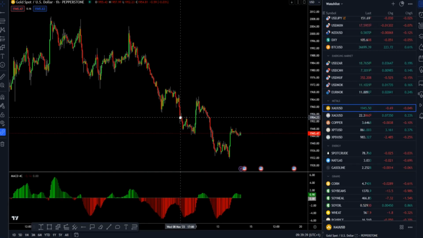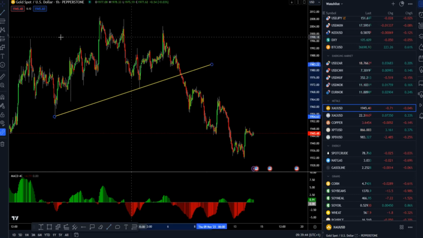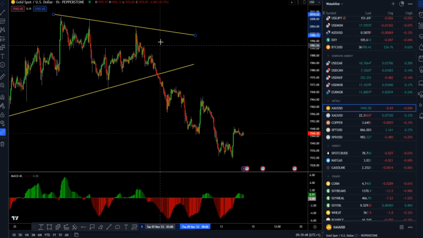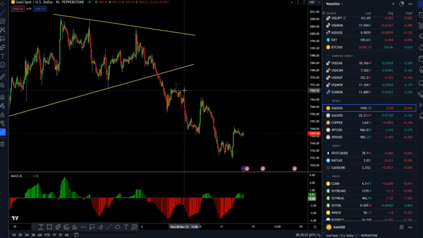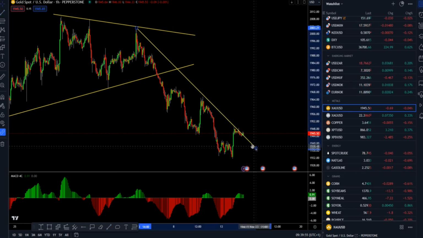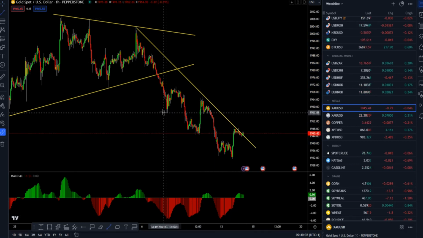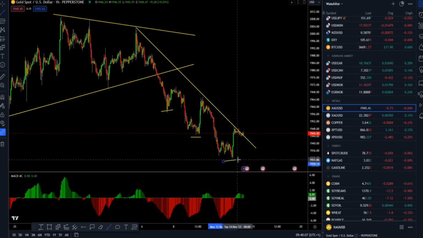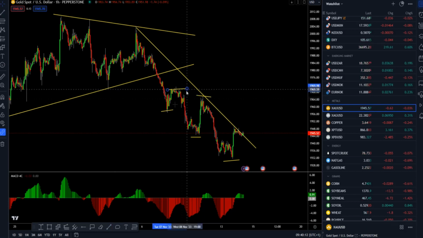Now, speaking of the gold market, as we said in previous forecasts, after the breakout of this triangle consolidation, we have a series of lower highs and lower lows. That's a very good sign that sellers are in control, and we can still see the market building lower lows, so a series of lower lows and lower highs as well.